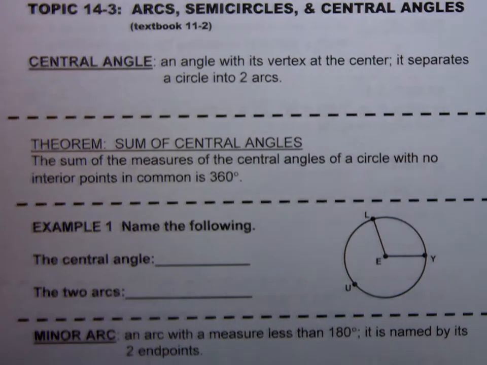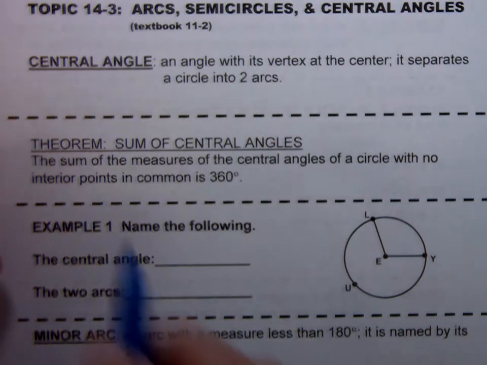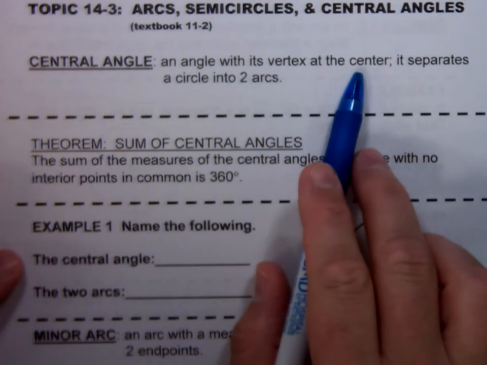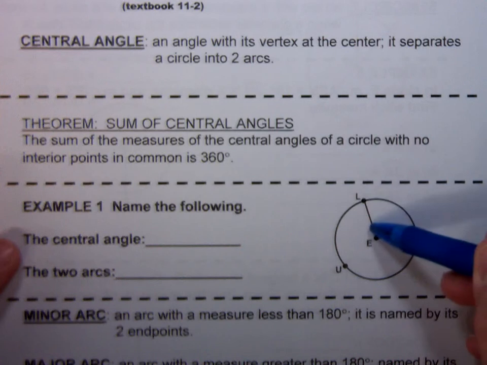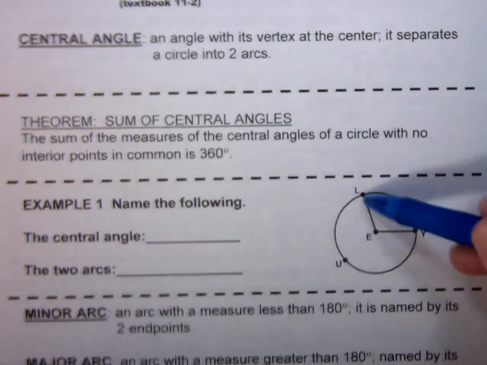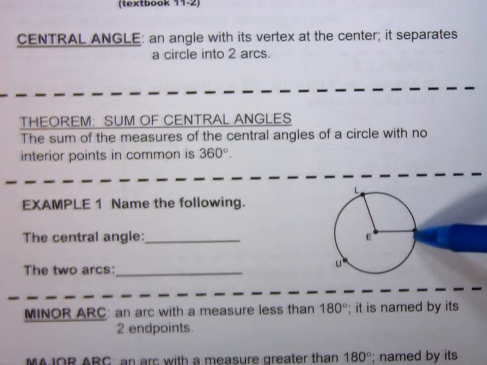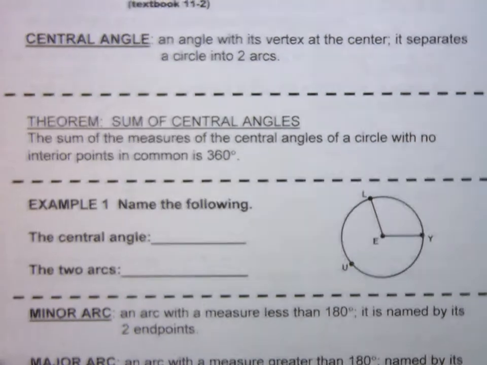Alright, we're going to talk about arcs, semicircles, and central angles. A central angle for a circle is an angle with its vertex at the center, and it separates the circle into two arcs. Down here in this circle we have a central angle right here. This angle has its vertex at the center, and that angle separates the circle into this arc and this arc. So it's separating the circle into two arcs.